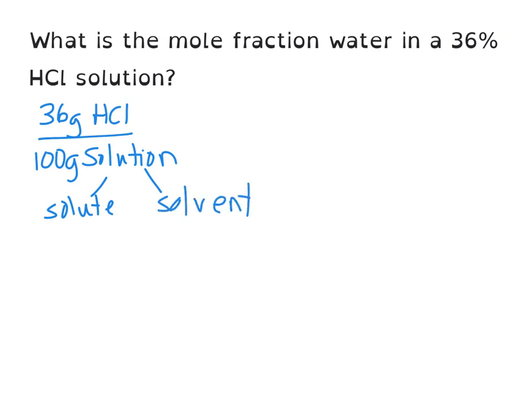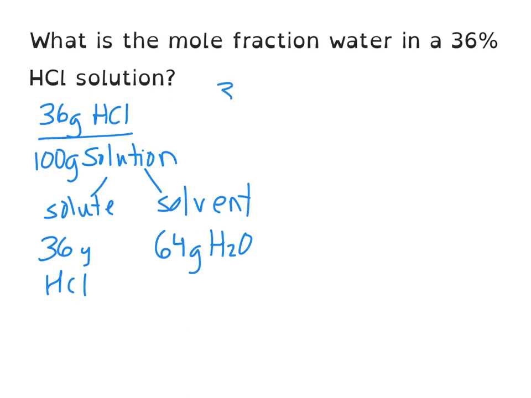So if the total mass is 100 grams and my solute is 36 grams, to find the mass of my solvent, I'm going to take the 100 grams of solution minus my 36 grams of hydrochloric acid, and I'm going to get 64 grams of water. Okay, so I need to make sure that I understand that process first. Now that I have grams of water and grams of hydrochloric acid, I can figure out my moles.